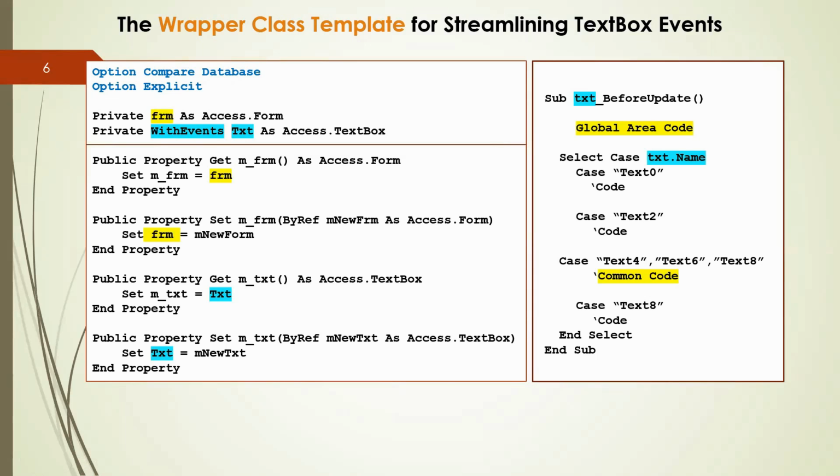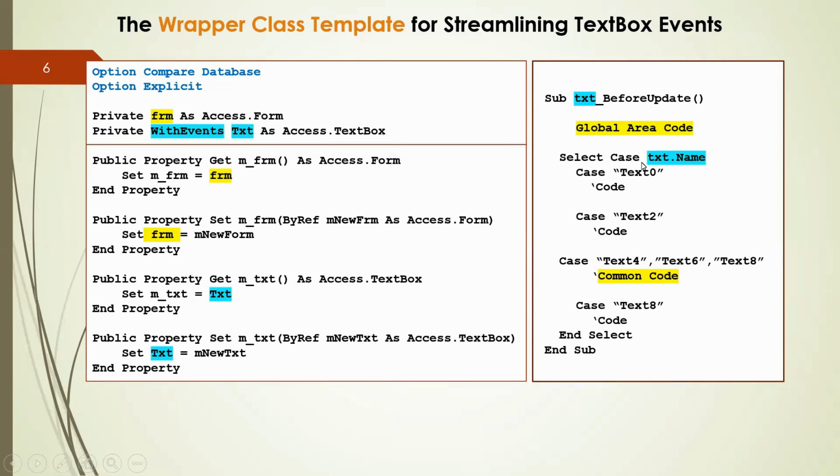Now, as far as the event procedure is concerned, if you have, say, 10 or 15 text boxes on the form and all of them need the BeforeUpdate event or LostFocus or GotFocus event procedures, all of them will be called in the single event procedure. Now here you can see the global area code. So whatever code you put in here, like the highlight of the text box we have seen earlier, will be put in the global area and it is applicable to all the text boxes in the form.